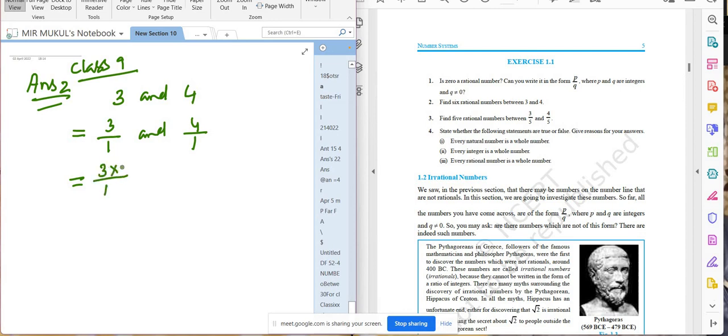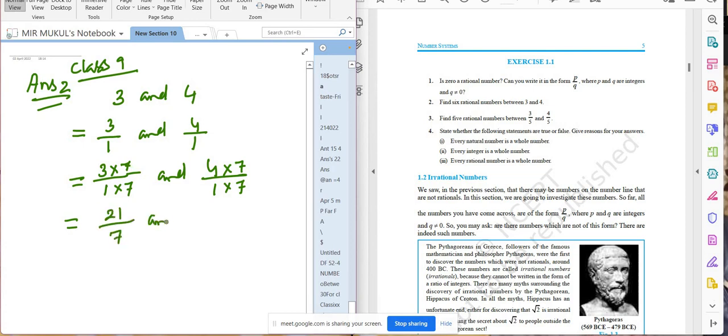So you can multiply numerator and denominator by 7. 21 by 7 and 4 by 1 becomes 28 by 7. Then you get exactly 6 rational numbers between 21 by 7 and 28 by 7.